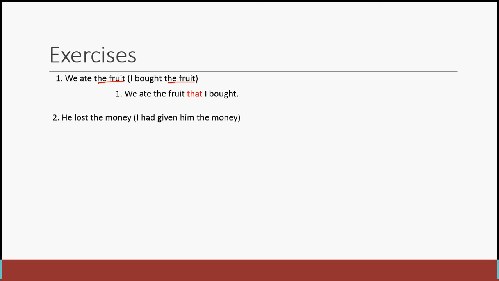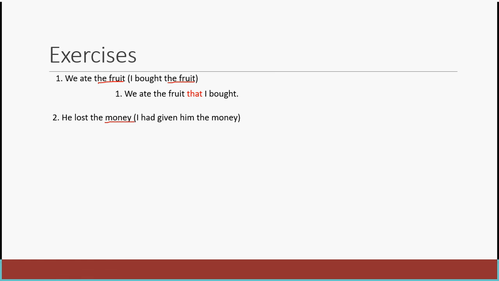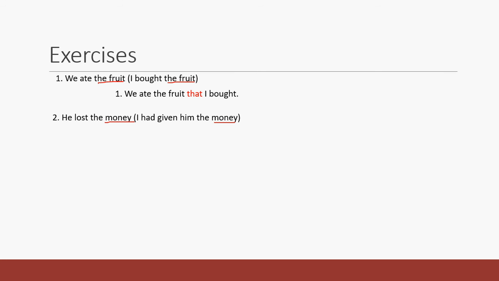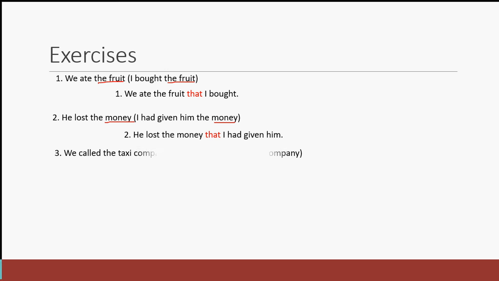Example number 2. He lost the money. I had given him the money. So in this case, we're repeating the word money here, money here. So the answer is going to be like this. He lost the money that I had given him. Or he lost the money I had given him.